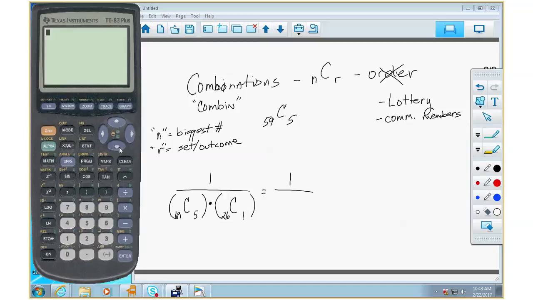All right, I'm not going to do the 1, I'm just going to do the bottom part. So I think it's under math, probability. Yeah, there it is, 3. So I type in my number, 69, math, probability, nCr 5. Enter. Write that number down. I'm going to store it. Store, alpha, and we'll call that our first number, F. Enter. Okay, now we're going to do the second one, which should be 26.